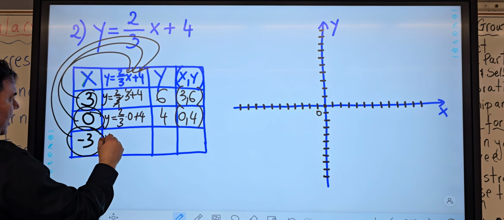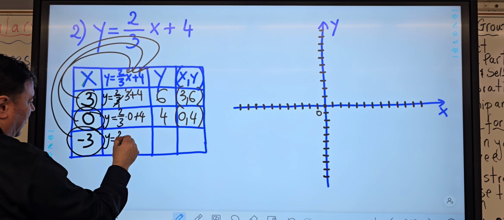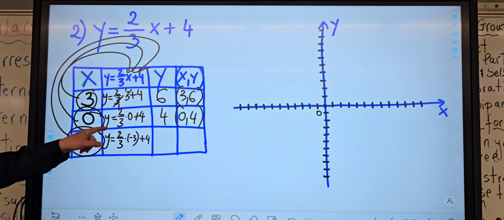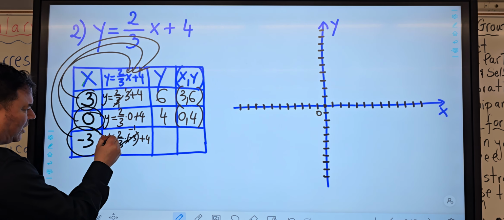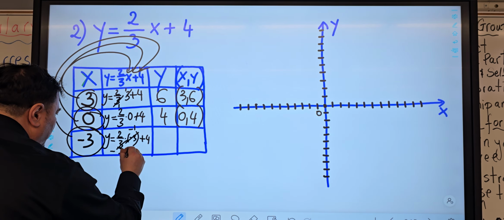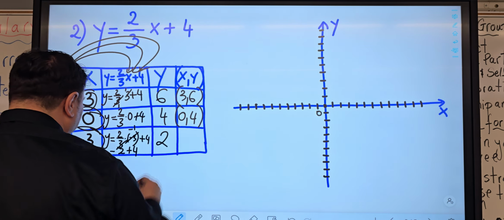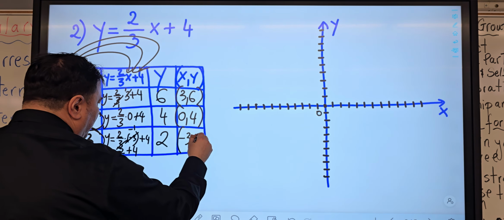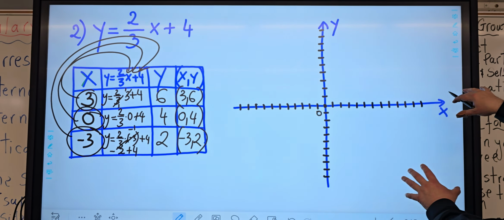And finally, let's include this negative 3. So we have y equals 2 over 3 times x, right? And x is negative 3. Let's put that in parentheses, plus 4, because we have a negative number. But again, negative 3 divided by 3 becomes negative 1, right? And negative 1 times 2 becomes negative 2. So here we end up with negative 2 plus 4, and that becomes a positive 2. So the final answer here, when x equals negative 3, y equals 2. Negative 3, comma 2. And now we can graph those ordered pairs into the graph right here.